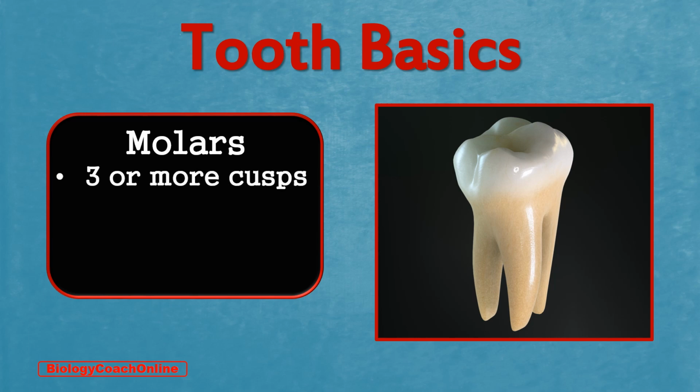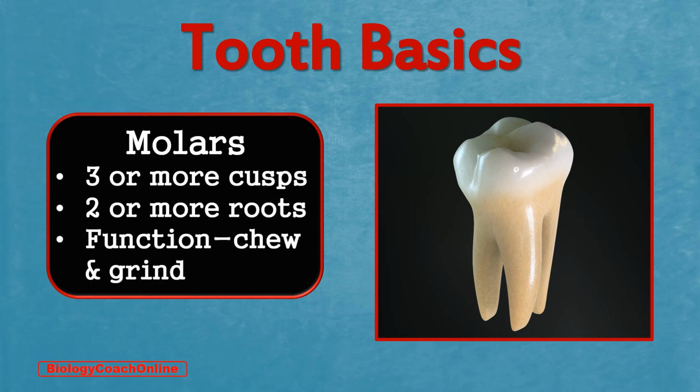Molars may have 2 or more roots depending on whether they are maxillary molars, which usually have 3 roots, or mandibular molars, which usually have 2. Molars are located in the back of the mouth. They have broad occluding surfaces, and they function in chewing and grinding of your food.